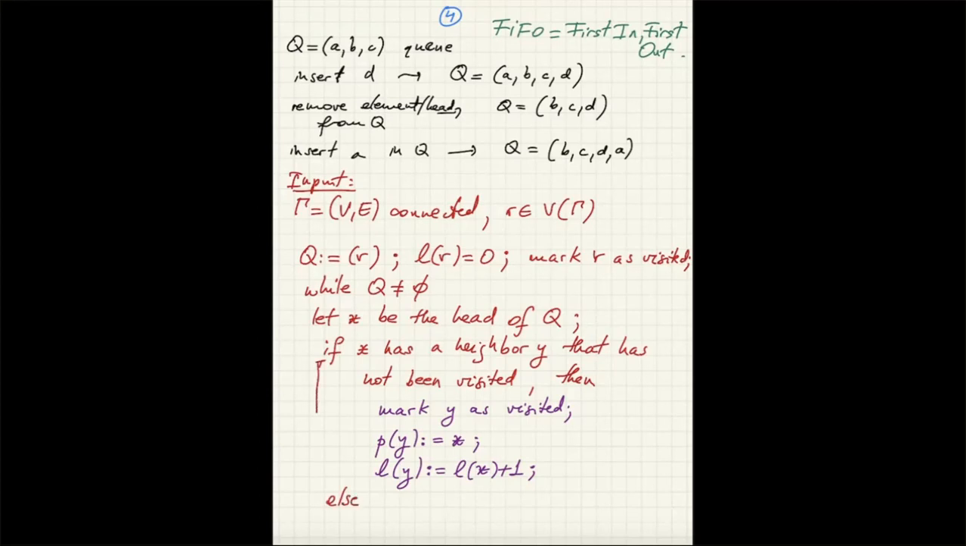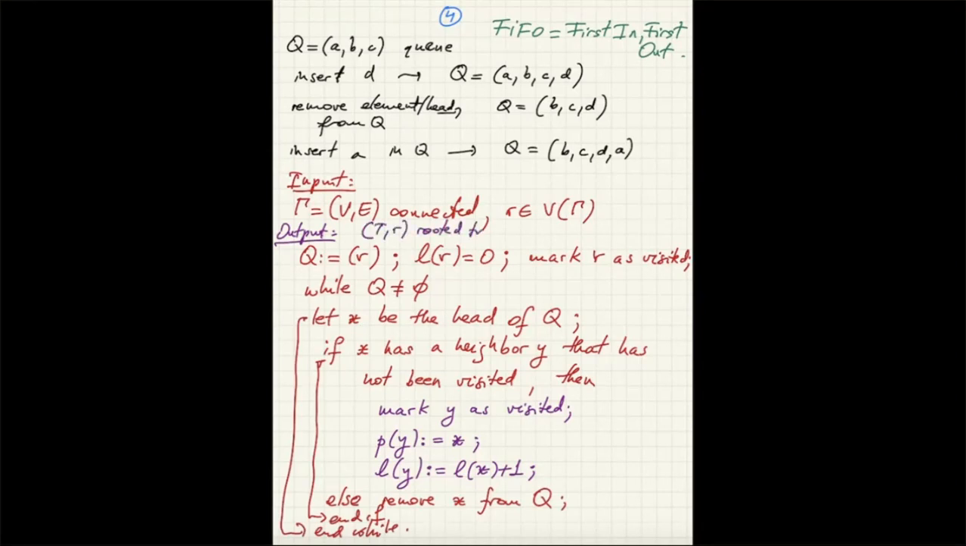Otherwise, else, basically we visited X, so all the neighbors of X have been visited. So in that case, X can be removed from the queue. Else remove X from the queue. Okay, so you end the if here, and you end the while here. And what this gives us, the output, is going to be a rooted tree T_R. And we get a parent function, P, that tells us all the edges in this tree, and L, the level function, which tells us all the distances from the root to the vertices of the tree. Okay.